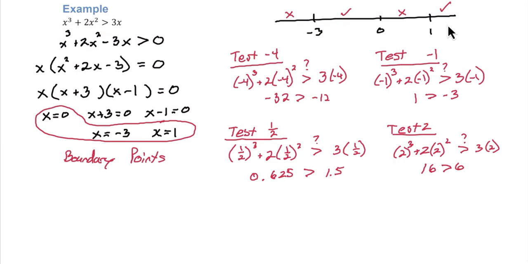Again, the solution are the intervals that are true. So this first interval, negative 3 to 0. And notice the original inequality is strictly greater than. We do not have equal to. That means we cannot include these x-intercepts. So we'll leave those as parentheses. Negative 3 to 0. Then we'll union that with the fourth interval, which was true, 1 to infinity.